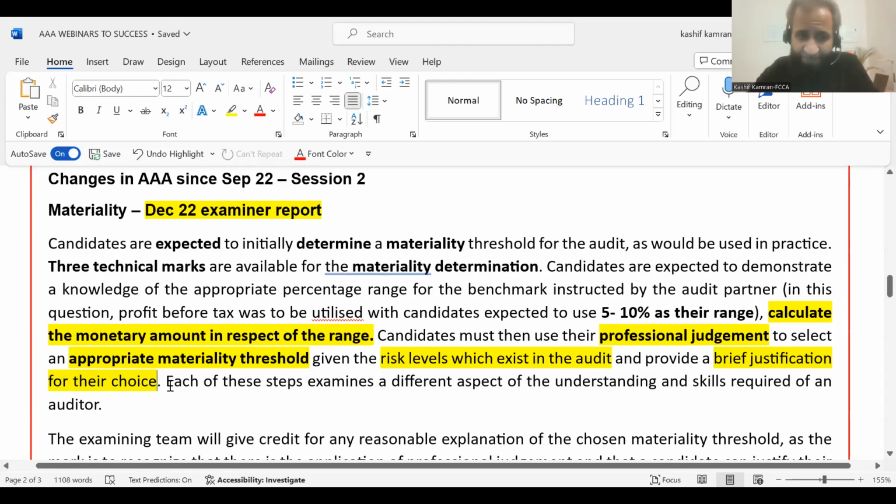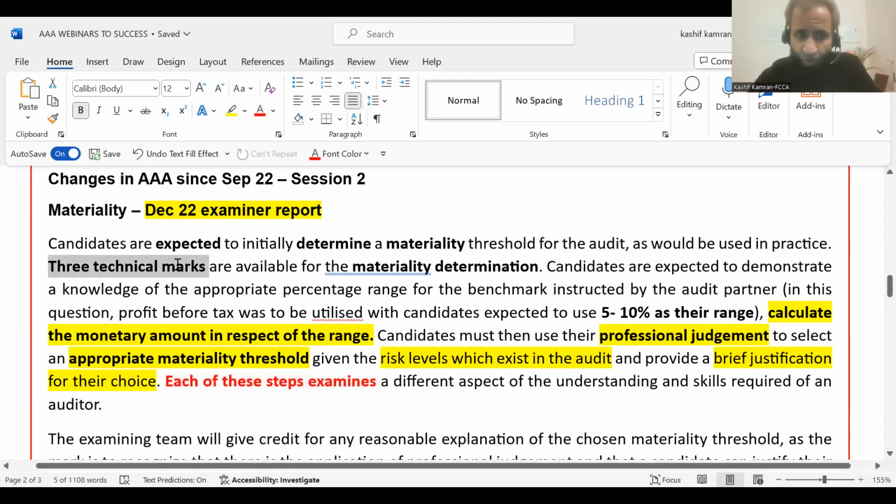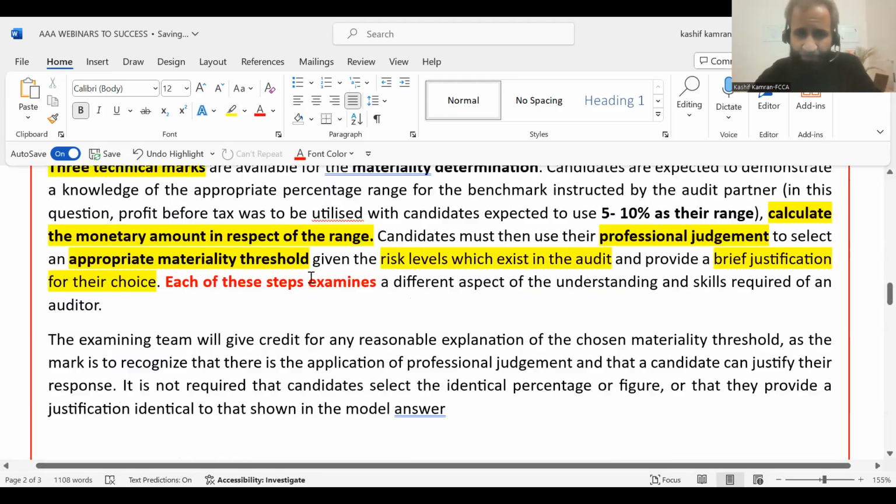Each of the steps will give you marks. So first, you calculate the range from 5 and 10%. Then you pick your justification, should it be 5, should it be 6, should it be 7, should it be 8? Then you say why 5 or why 6? You justify, you give the basis of your choice. An examiner will be happy rewarding you 3 good marks. So please be very sure this is what I exactly demonstrated for you.